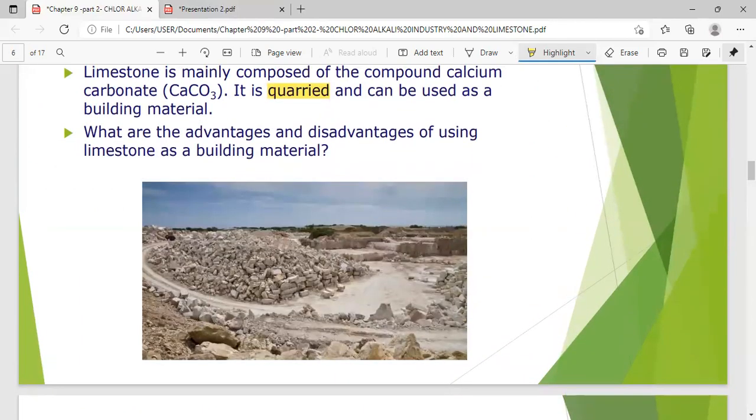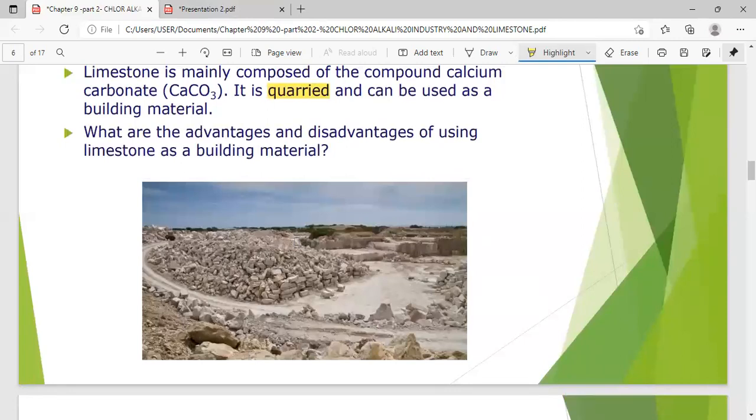You can see the limestone all around. Now, calcium is not a transition metal, so calcium carbonate doesn't have any other color. It is white in color. All right, so this is a quarry.